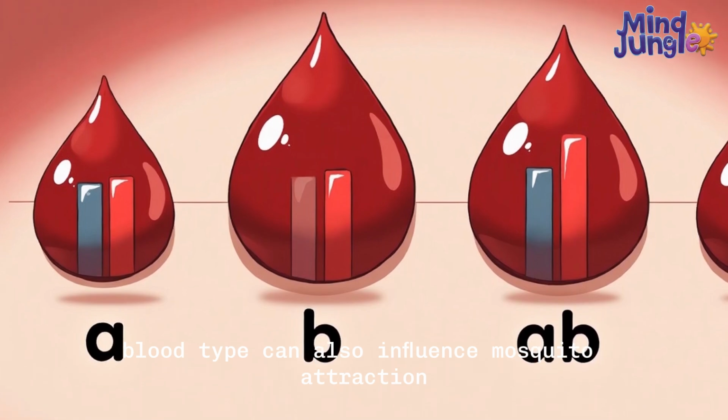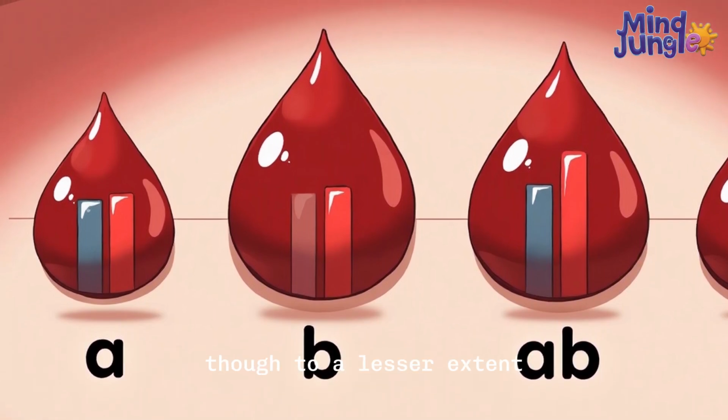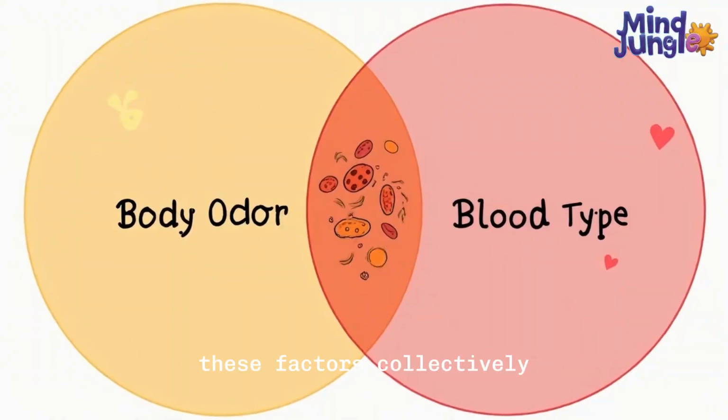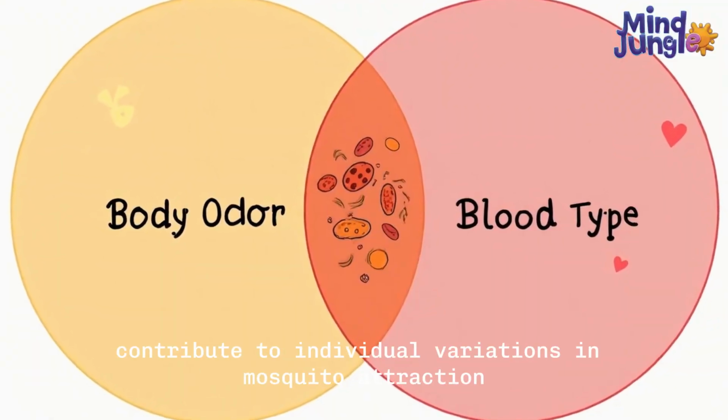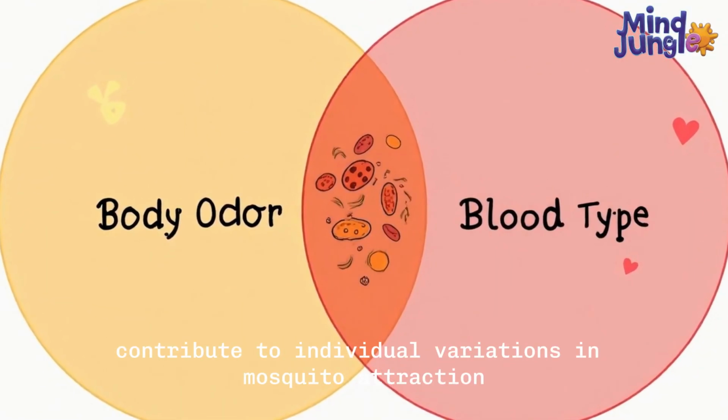Blood type can also influence mosquito attraction, though to a lesser extent. These factors collectively contribute to individual variations in mosquito attraction.